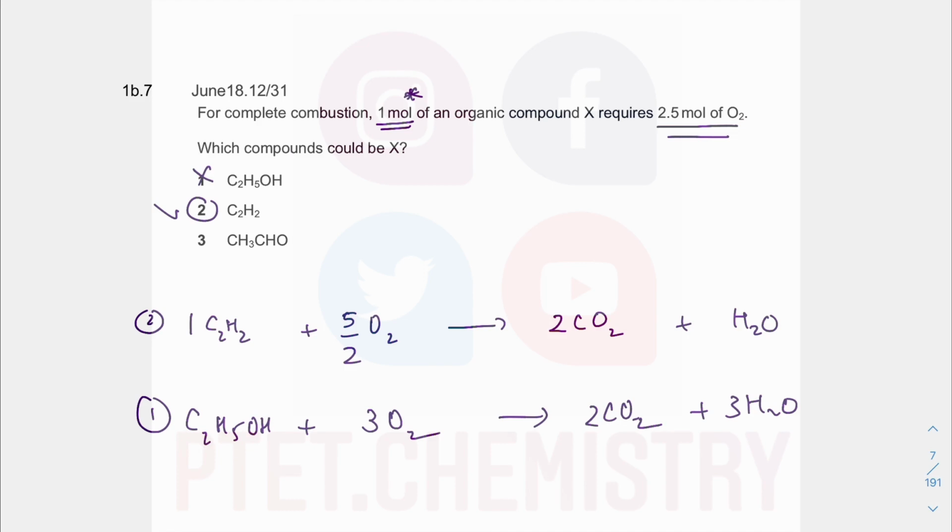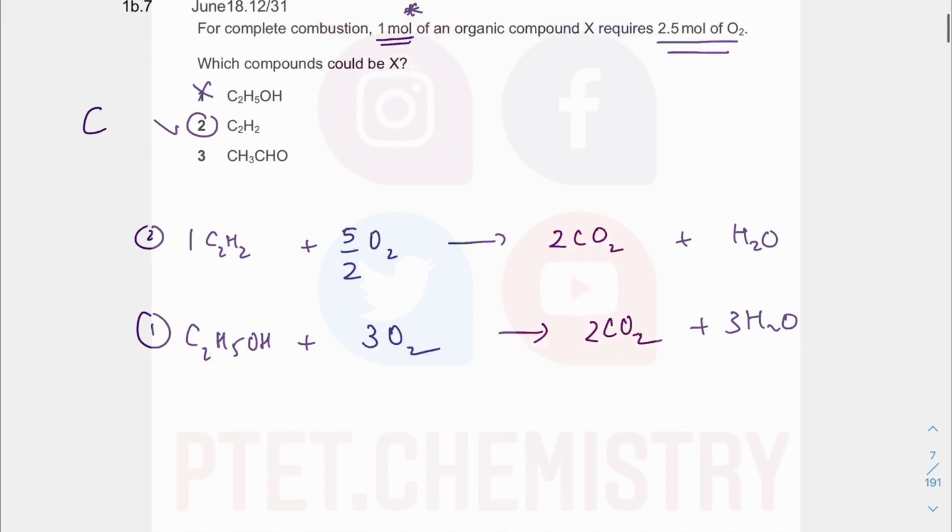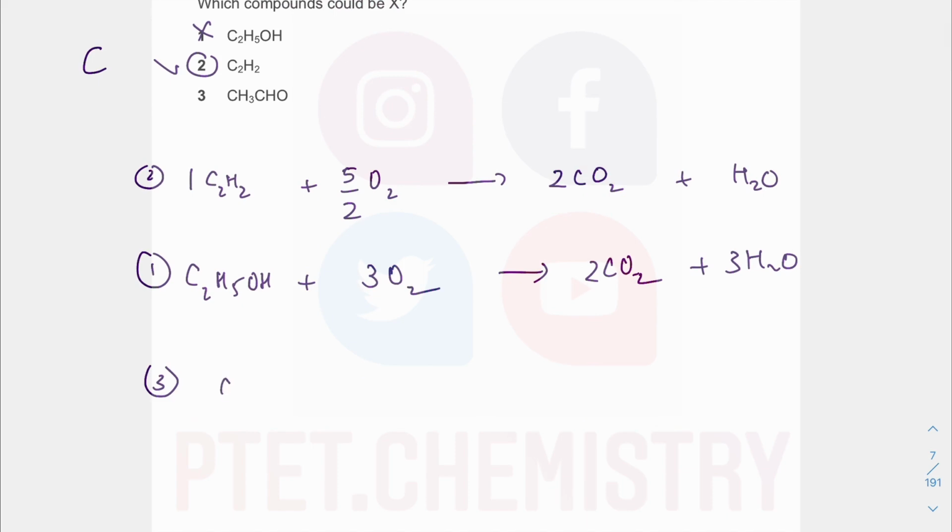So 1 is wrong, 2 is correct. You are left with option C, which is 2 and 3 must be correct, without even checking for 3. But I'm going to try and balance the equation anyway, because it's good practice that you know how to balance equations, especially in a theory paper. You would have to balance equations.